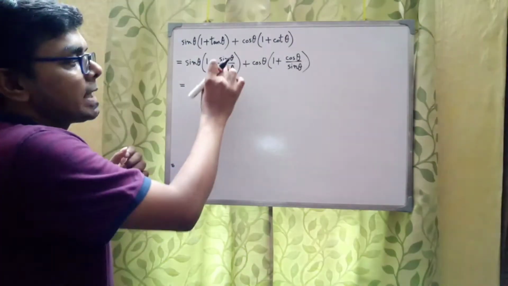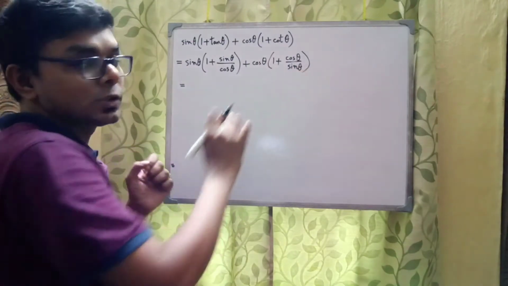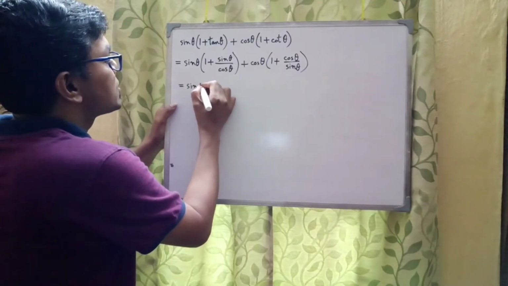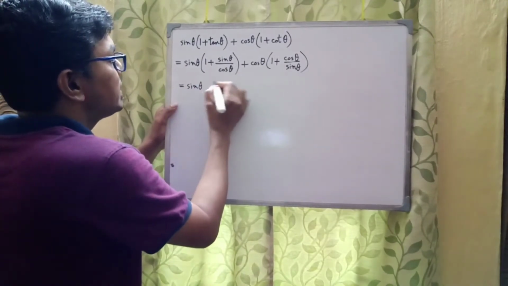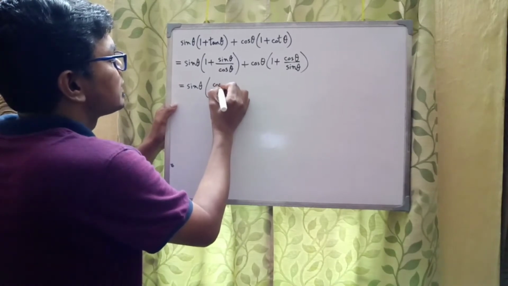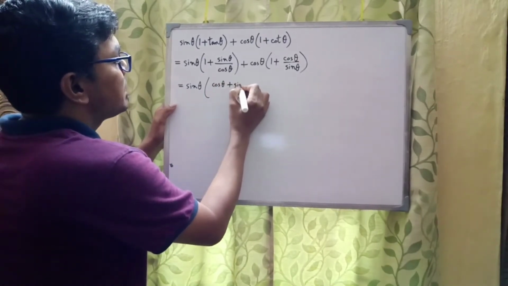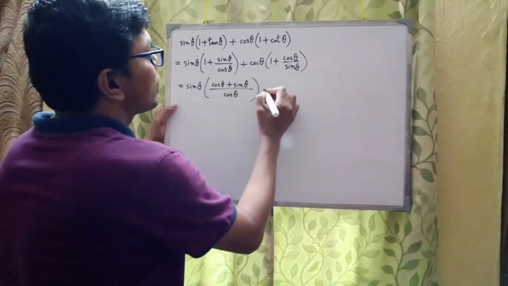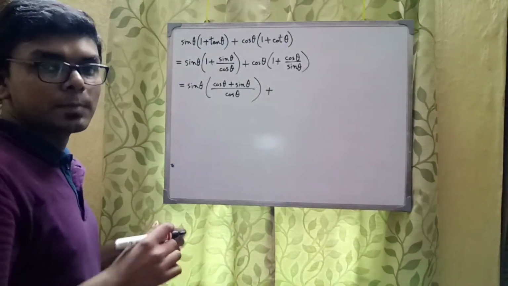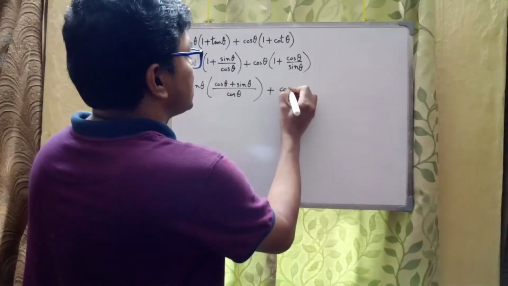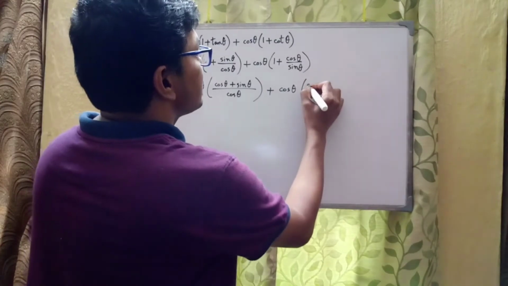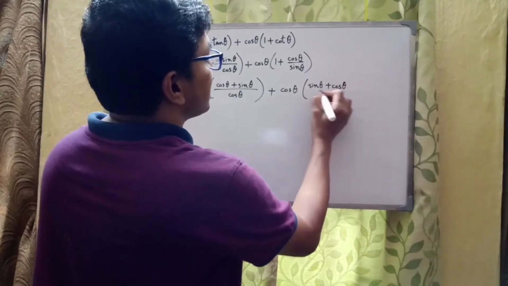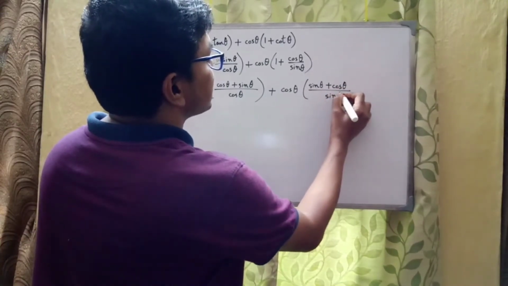Now we have got 1 plus sine theta by cos theta in this bracket and 1 plus cos theta by sine theta in the other bracket. So we will do this fractional addition over here. So let's do that. This would be cos theta plus sine theta by cos theta. I think you are acquainted with fractional additions, otherwise this might be a bit difficult for you. And cos theta into, this would be sine theta plus cos theta by sine theta.